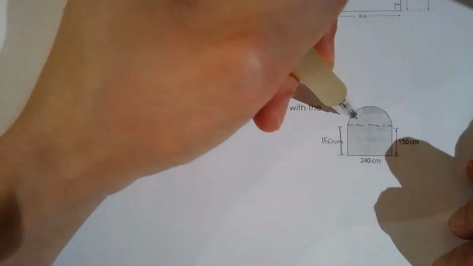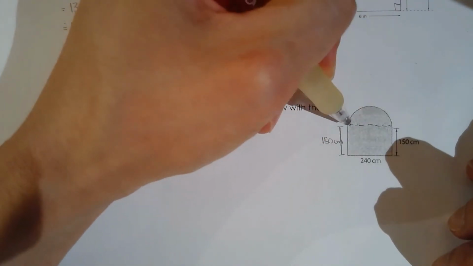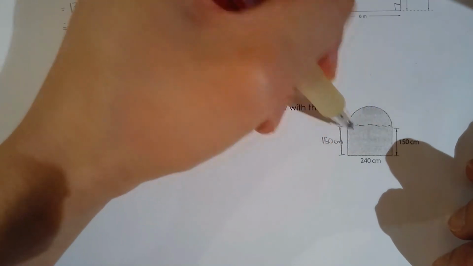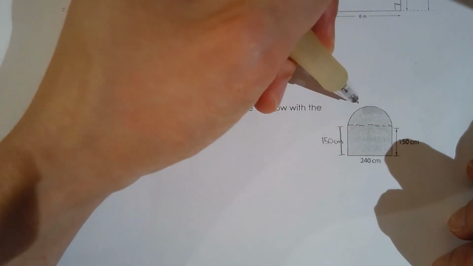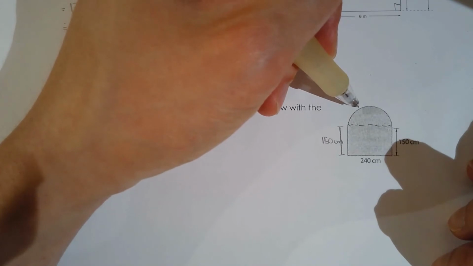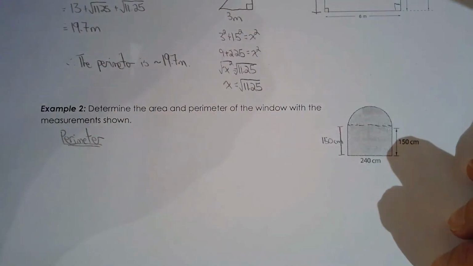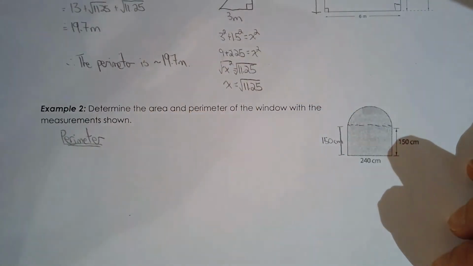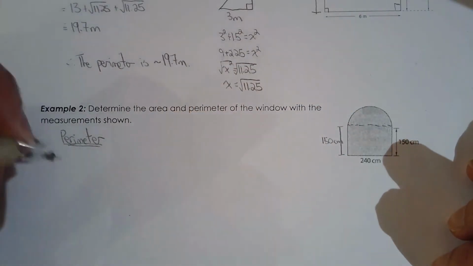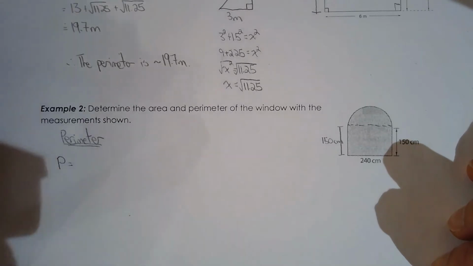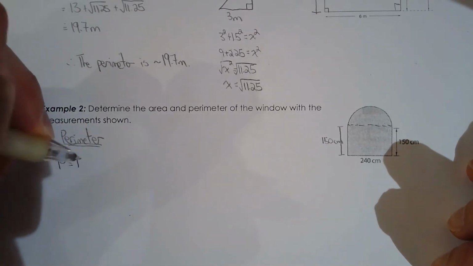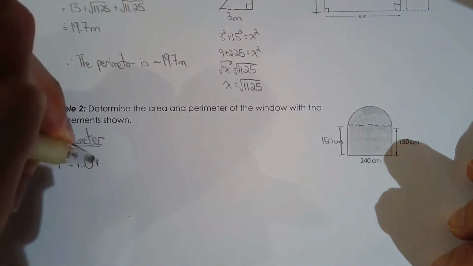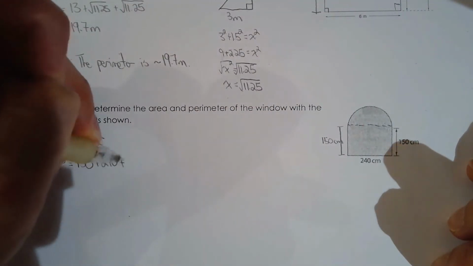Oh, wait a minute, this is a semicircle. So what we're going to do is imagine there was a full circle and find the circumference of that circle and then divide by 2. Because the circumference of a semicircle is half of that of the full circle. So let's try it out. So perimeter equals 150. I'm going to start from here. 150 plus 240 plus 150.